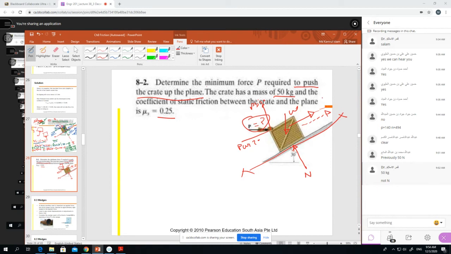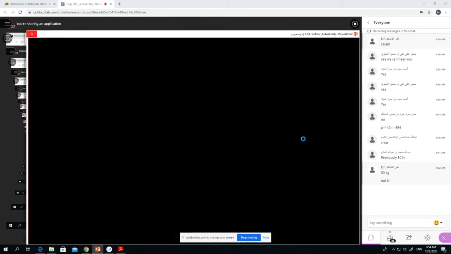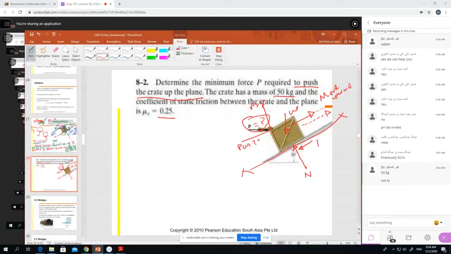The only difference now is that if you want to push, that means if the box just tries to move upward, then the friction force will develop downward and try to prevent it. In that case, the frictional force will be downward. Friction acts against the movement.